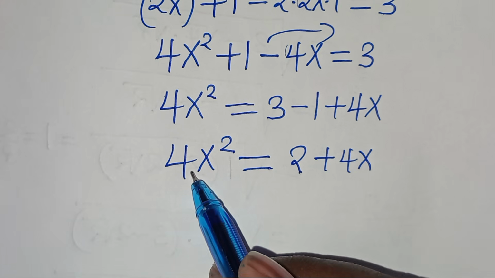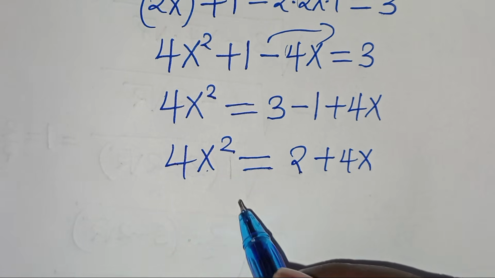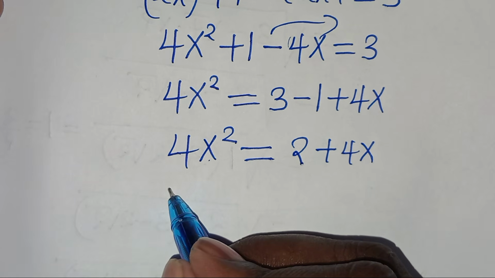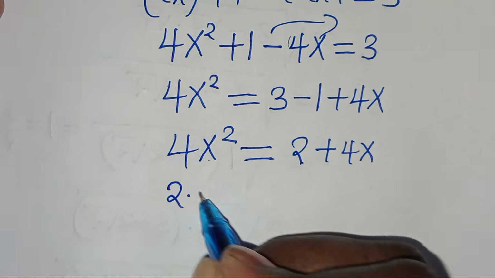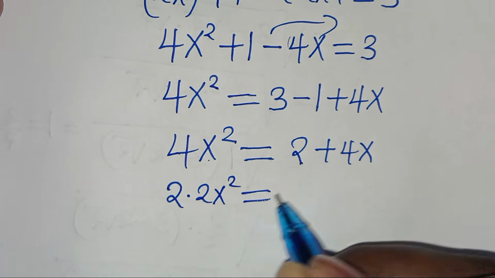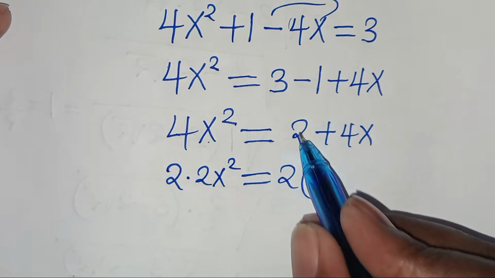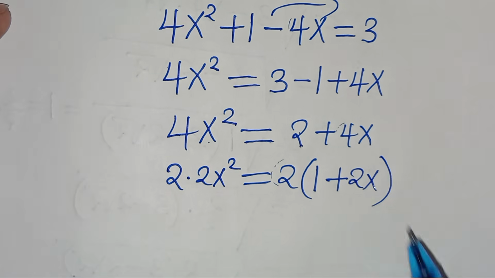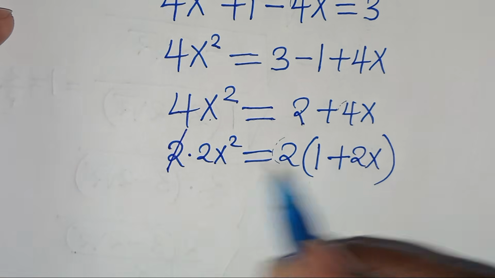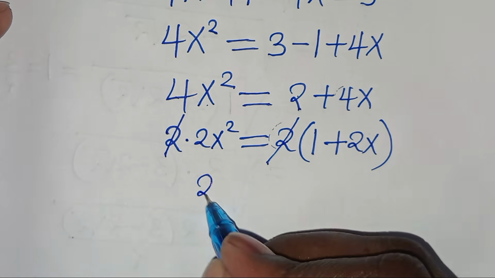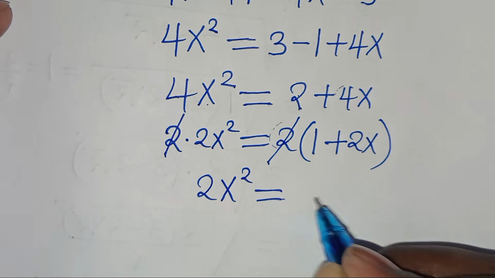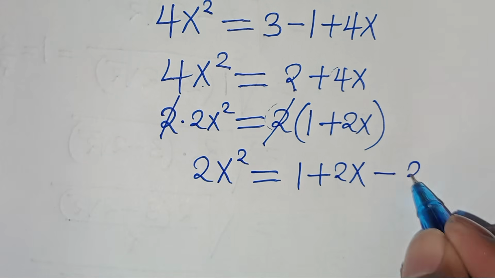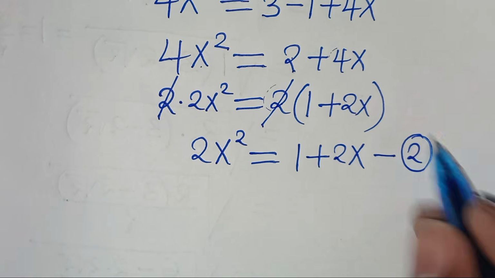Now, here we have that this is 4x to the power of 2. So since 2 is common here, we can factor out 2. So this is the same thing as 2 times 2x to the power of 2. This is equal to 2 into the parentheses. 2 divided by 2, this is 1. Then plus 4x divided by 2, this is 2x. So let's simplify 2 and 2 here, so that 2x to the power of 2 is equal to 1 plus 2x. Let's call this equation 2.